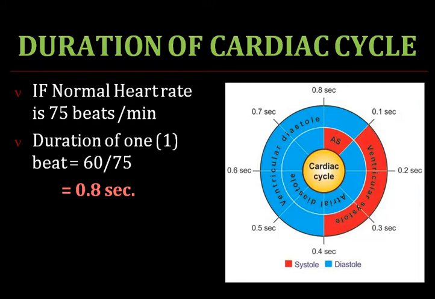Duration of the cardiac cycle. If the normal heartbeat is 75 beats per minute, the duration of one beat is equal to 60 divided by 75, which is equal to 0.8 second.